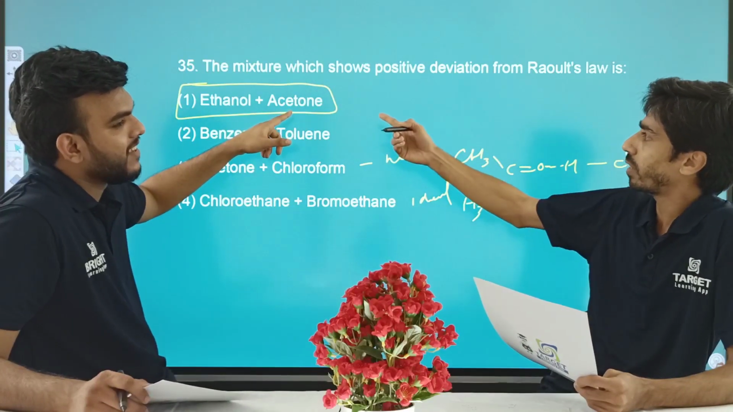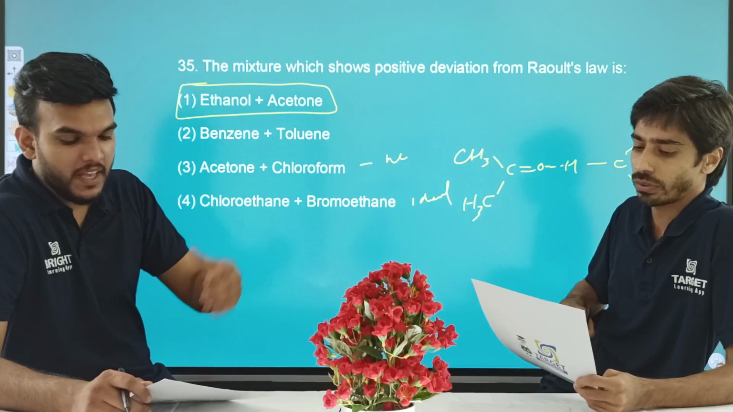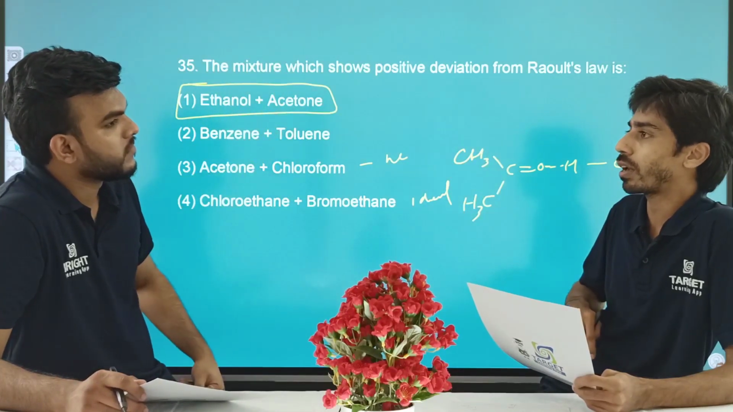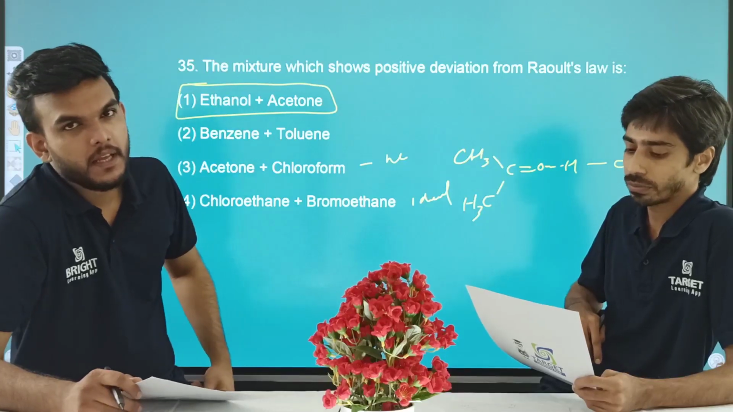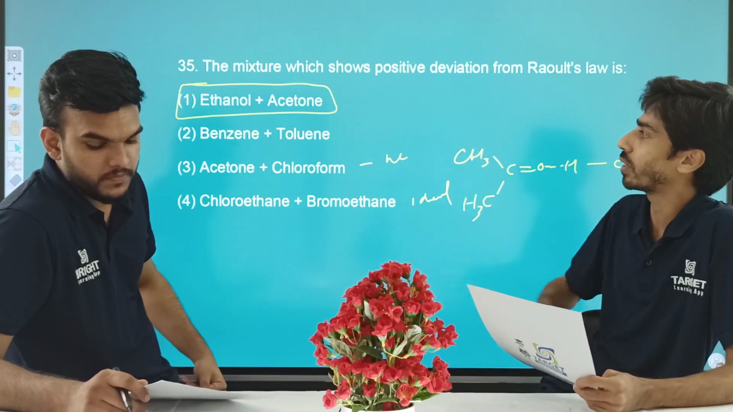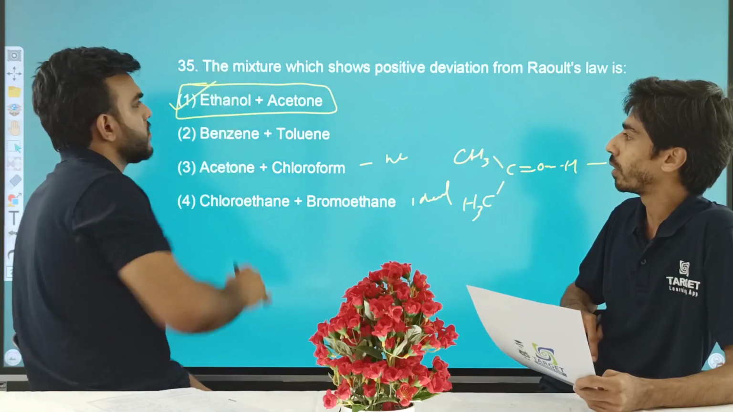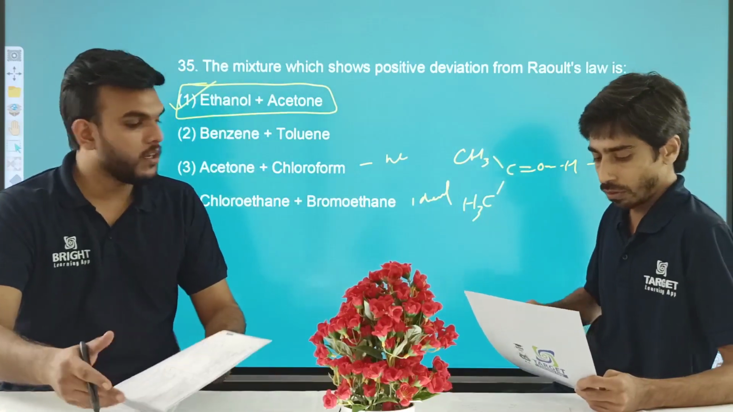Yeah, direct, because the example is given in our NCERT itself. For positive deviation there are two examples, ethanol and acetone, and carbon disulfide. So the right answer is option 1: ethanol and acetone will be the right answer for this question. We'll move on to the next one.